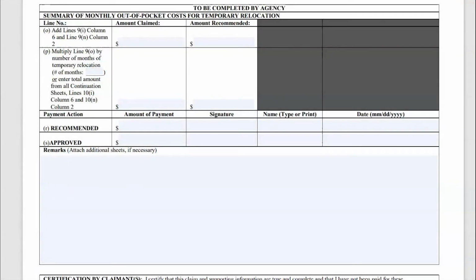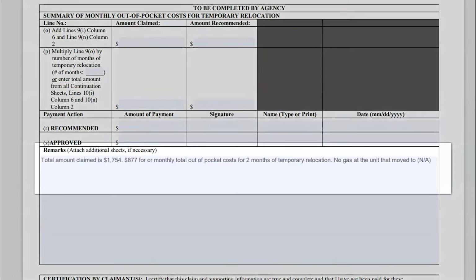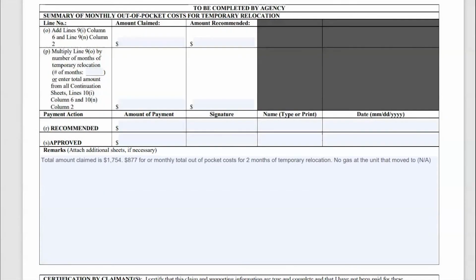The summary section of number 9 will be completed by the subrecipient during their review. Then in the remarks section, claimants and subrecipients can input remarks or comments on any of the amounts claimed in number 9. You can see in the remarks section that because the applicant was temporarily relocated for more than 1 month, they multiplied the monthly amount claimed from lines 9I and 9N by the number of months they were relocated for to get the total amount claimed for out-of-pocket costs. In addition, in this section they explained the NA that was in the gas utility row for the unit they moved into.